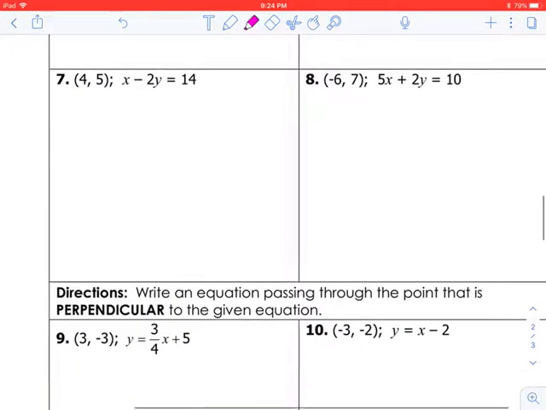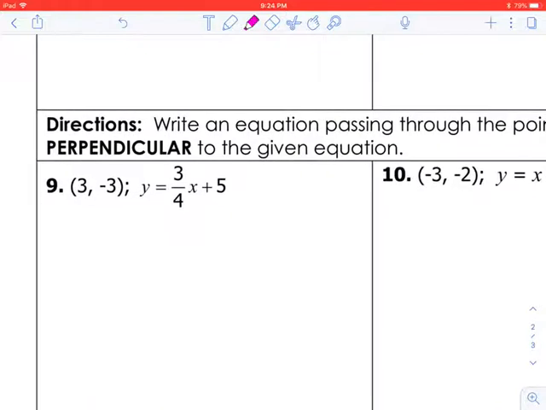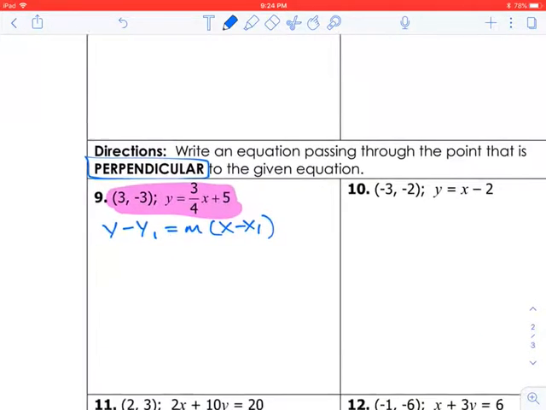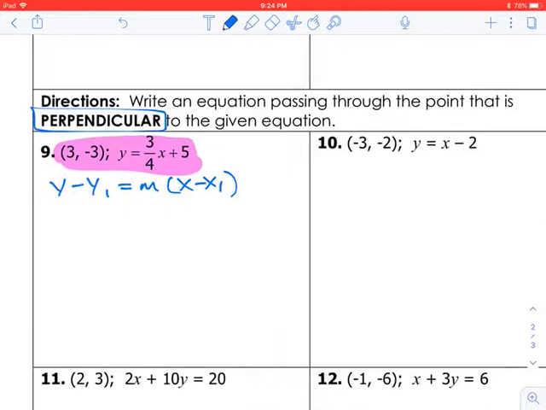And then the other problem we'll go over is number 9. Again, use y minus y1 equals m times x minus x1 with that slope. But again, perpendicular means you take that slope and you flip it over and change the sign. So write those two down, and we'll talk about those tomorrow.